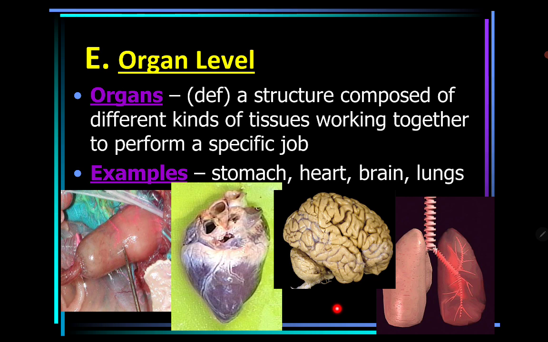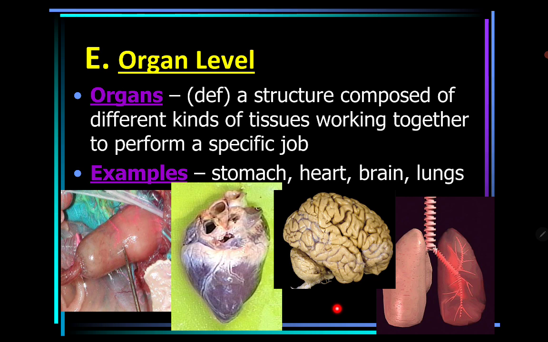The heart is an example of an organ made up of 4 different types of tissues, and all 4 tissue types work together to enable the heart to pump blood throughout the organism. So the organ level of organization is when 2 or more tissues work together for a specific function.